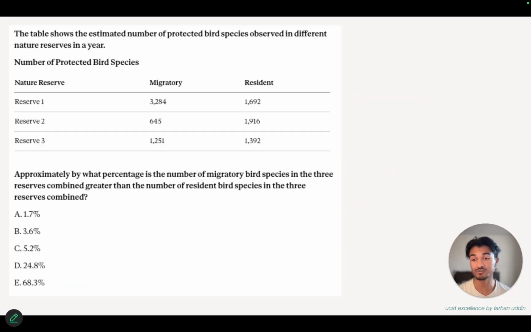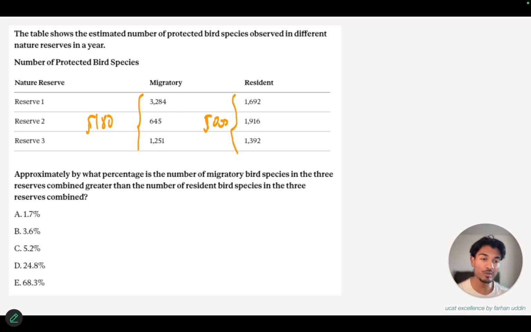All right, so let's go through this one together. So hopefully you recognize that what we needed to do is add up the migratory and resident bird species together. So if you add these up, you end up getting 5,180. And if you add these up, you end up getting an exact number of 5,000. So now that we have these numbers, then we can use the percentage change formula to find what we want.